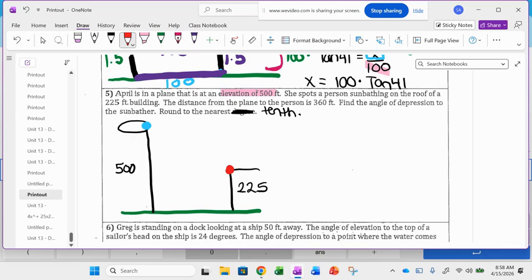So now I'm reading over again. April's in a plane at an elevation of 500 feet. Check, we got that. She spots a person sunbathing on the roof of a 225-foot building. Check, we got that. The distance from the plane to the person is 360 feet. Whenever they're talking about the distance, they're talking about the most direct distance. And what is the most direct distance between any 2 points? Isn't it a straight segment? So when they're saying the distance from the plane to the person, they're talking about that straight segment from the plane to the person, which is 360.